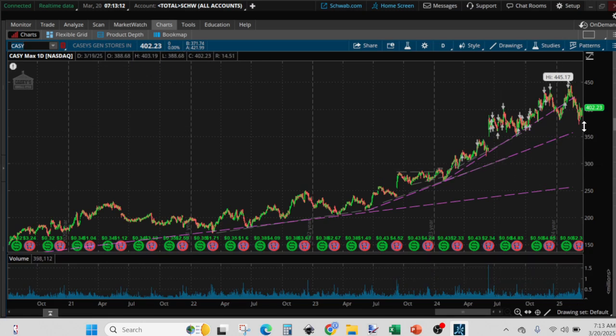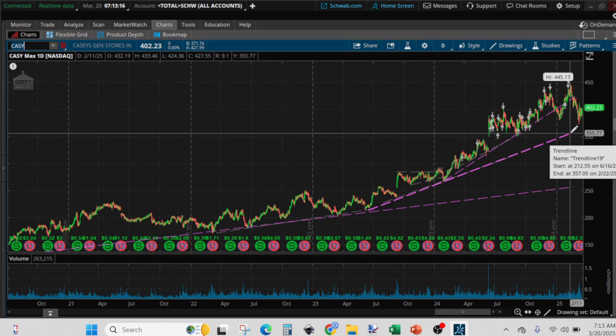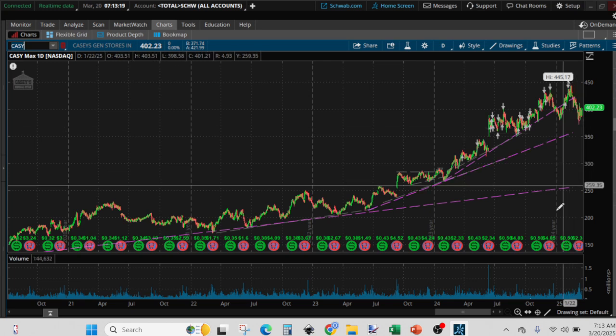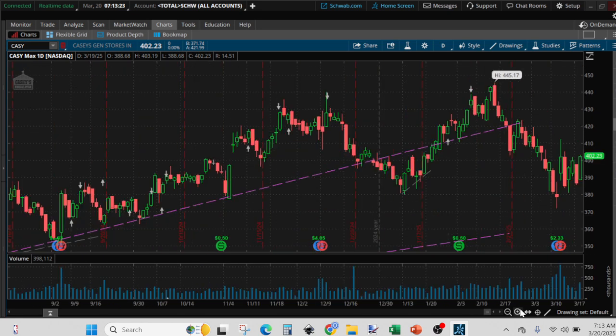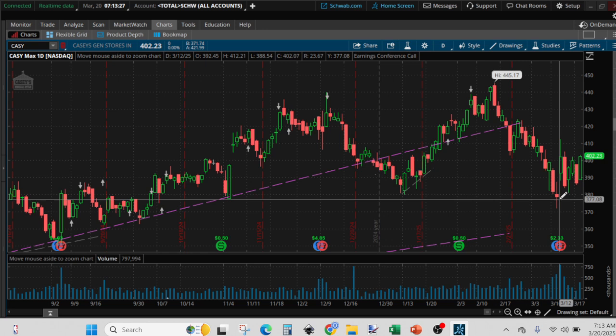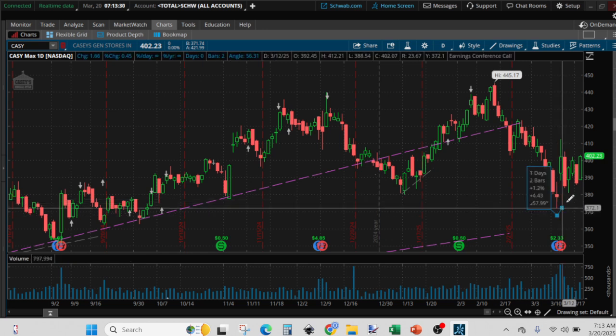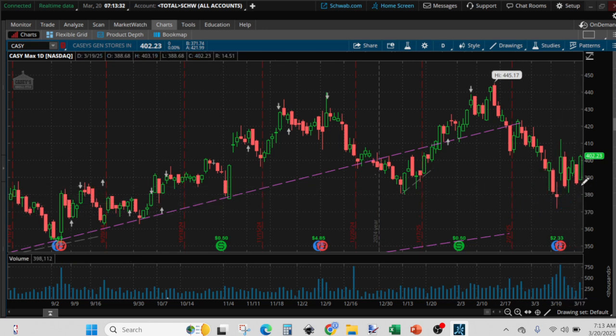So KC is far from the trend line. Don't even know what it is following. So let me see here. Okay, it pulled back and started going up there. We have an uptrend line here.